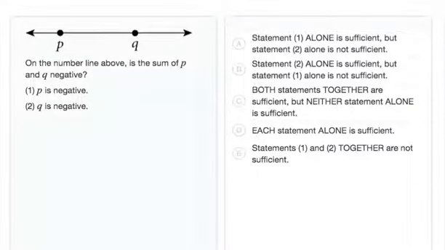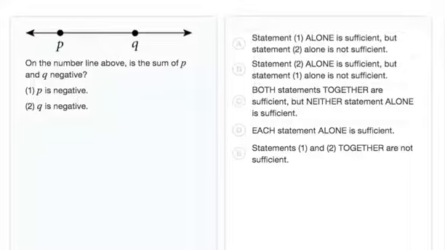To solve this data sufficiency question, let's go ahead and take a look at each statement separately first, and then together if needed. Before diving into the statements, let's take a look at what the question is asking. On the number line above, is the sum of P and Q negative?